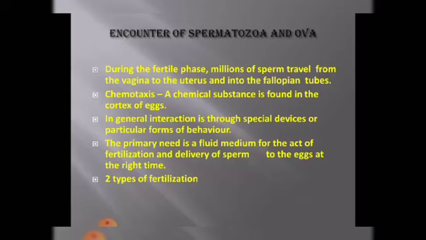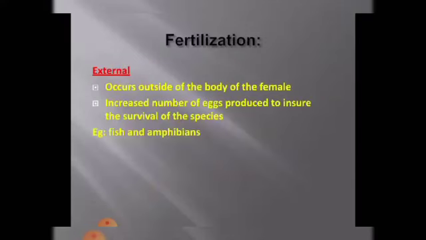Next, the primary need of a fluid medium. If the fluid medium is there, then only do sperm tend to move inside the fallopian tube. Later comes the fertilization and delivery of the sperm into the egg at the right time. And there are two types of fertilization. In detail, we need to study the types of fertilization. One is external fertilization and the other is internal fertilization.